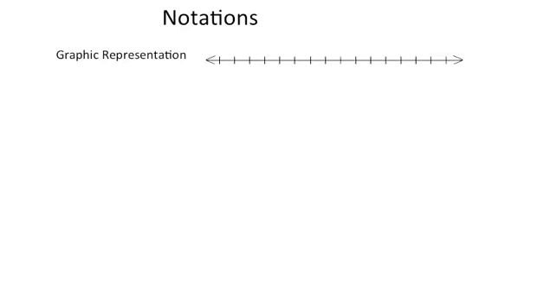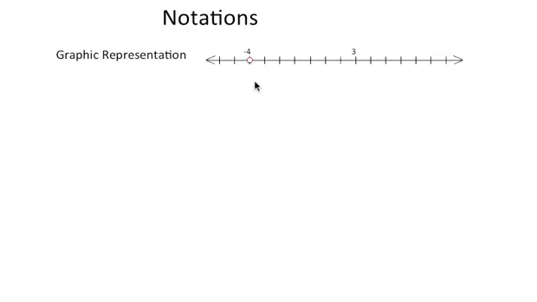All right, we're going to be talking about notations. Here's a number line, and here's -4 on the number line, here's 3 on the number line. So -4, -3, -2, -1, 0, 1, 2, 3, 4, 5. And it goes on forever, right? That's what these arrows mean.